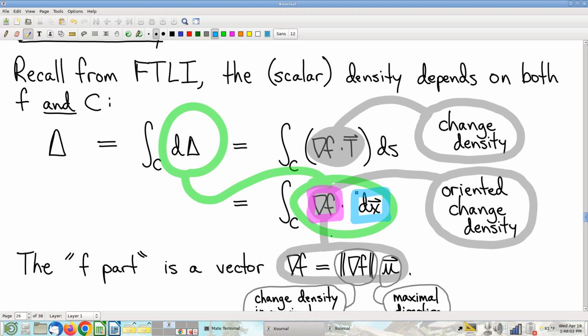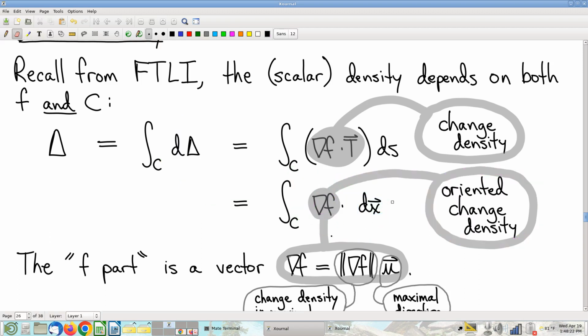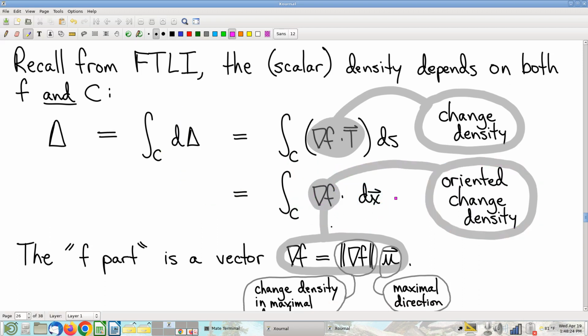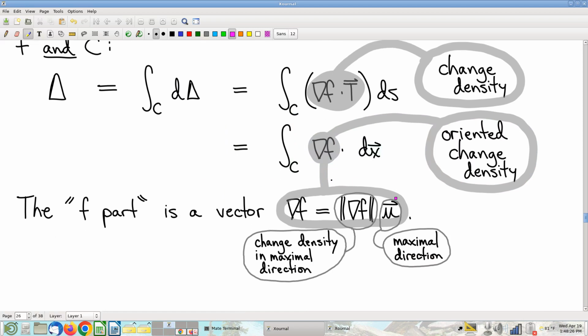So in the same sense that this is oriented size, likewise, I think it makes sense to think of this, the gradient in this case, as being an oriented density. And with the quantity being accumulated in question being change, I call this oriented change density. So we can take the same analysis with Stokes's theorem. Oh, I got ahead of myself. This gradient, as an oriented density, is telling us two things.